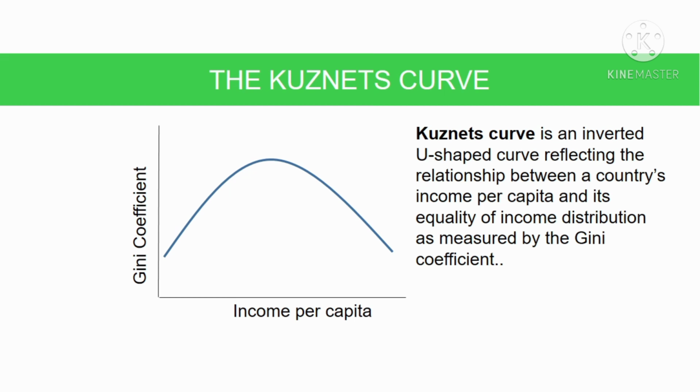The term Kuznets curve was named after Simon Kuznets, who first found the pattern when he studied the cases of some selected economies in the world. As shown in the figure, income per capita is placed on the horizontal axis, while the measure of income distribution, which is the Gini coefficient, is placed on the vertical axis.